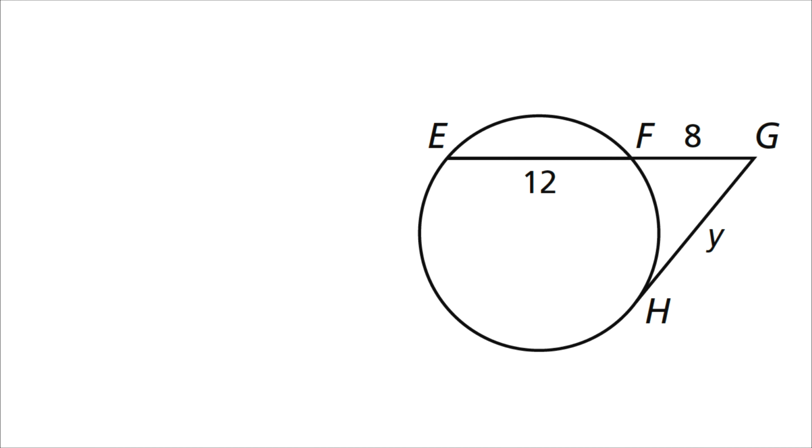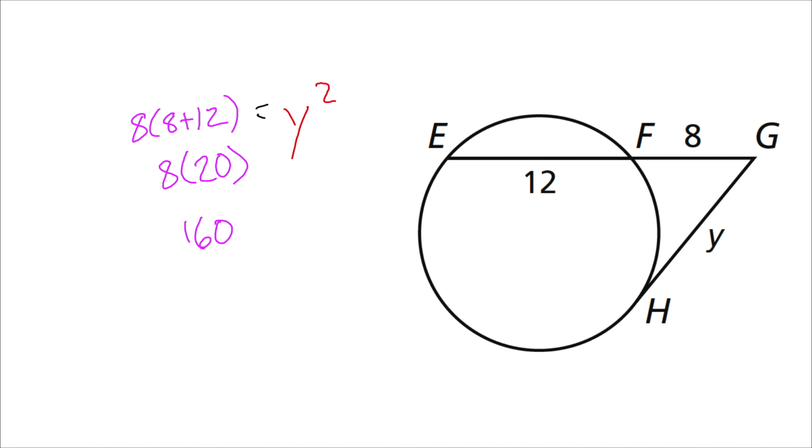All right, here's our next one. In this case, it's a little bit harder, but not a ton harder. In this case, we're doing the same thing. 8 times 8 plus 12 equals the tangent squared. So in this case, y is squared. So now we just have to do 8 times 20, and that is 160. And that equals y squared, at which point we square root each side.